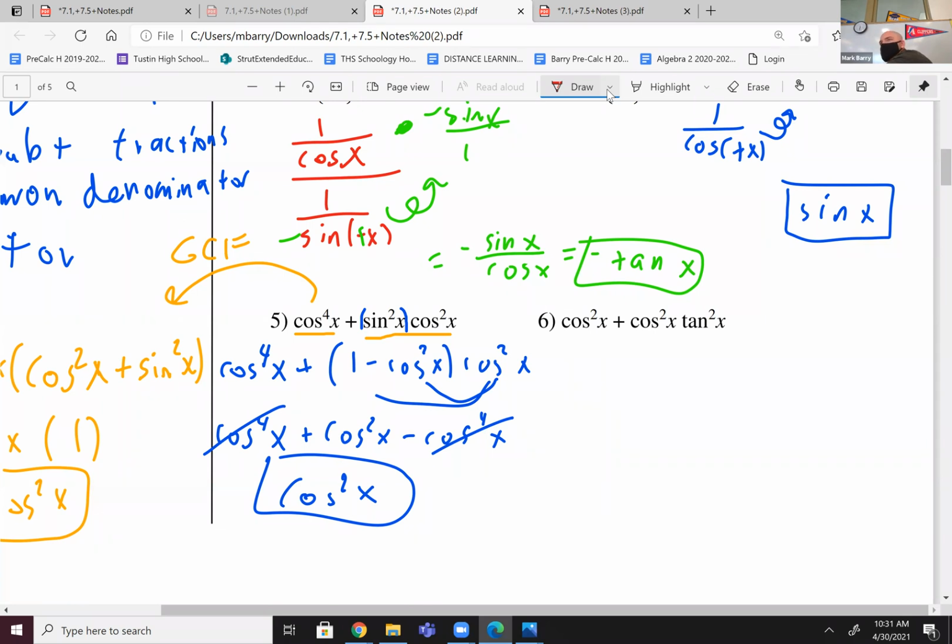So for number 6, I see right away that there's a tan squared there, so I'm going to use my first plan of attack, which was change everything into sines and cosines, correct? So we're going to go cosine squared x plus cosine squared x times, and then this one I'm going to change into sine squared x over cosine squared x.